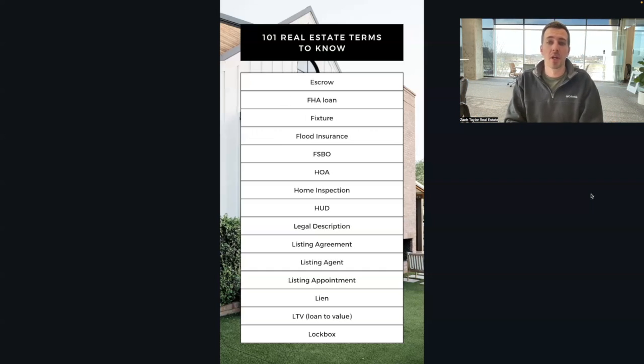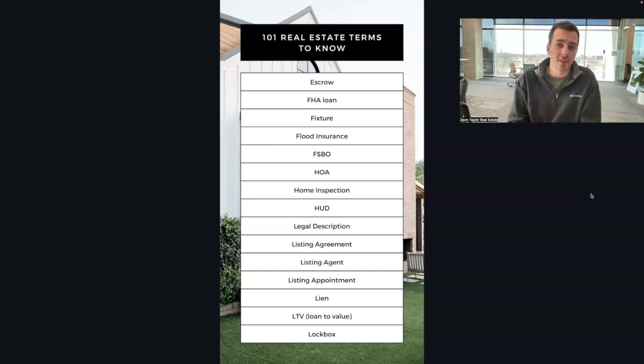Next, escrow. It's very rare you'll hear it. I've heard it on TV recently, like, hey, we're in escrow. That just means we're under contract. FHA loan. So this is a different type of loan product. You will see a lot of first-time home buyers utilize this loan.